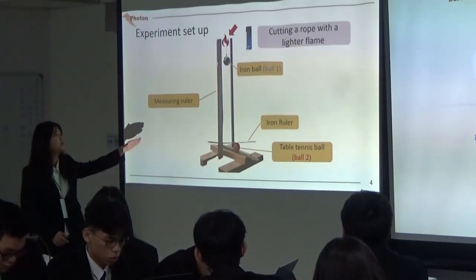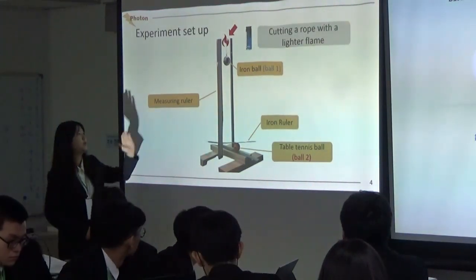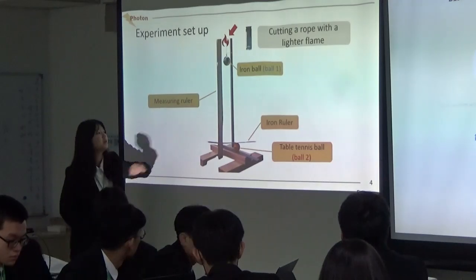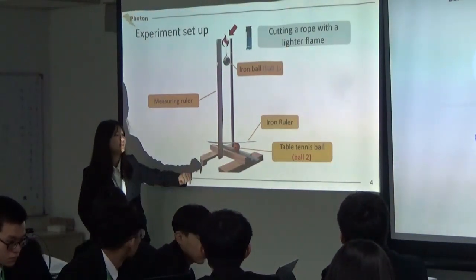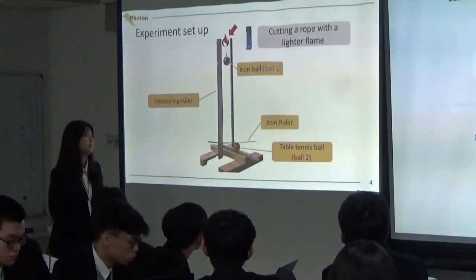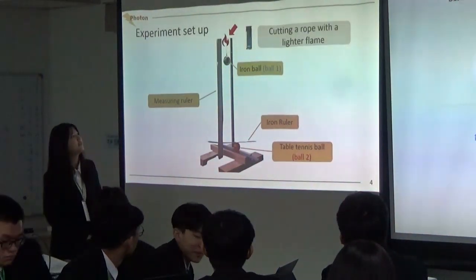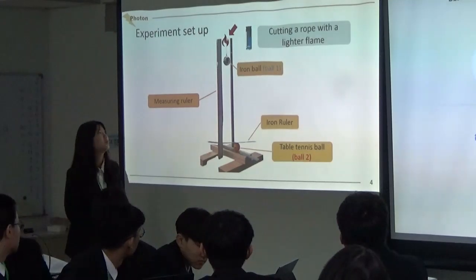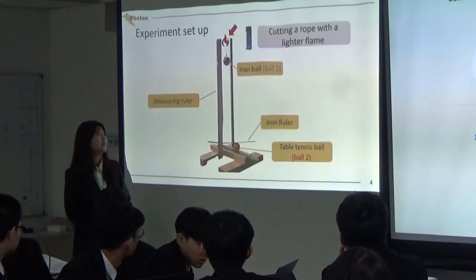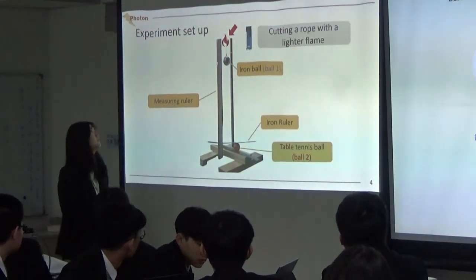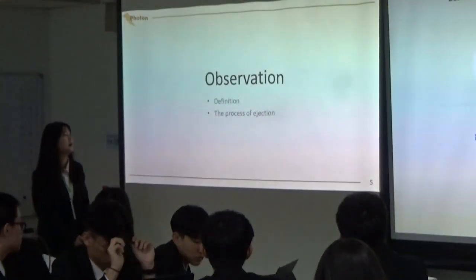We use the measuring ruler, and we use the iron ball, ball one, that will hit the surface of the ruler, and there's the iron ruler, and the table tennis ball will be our O2 that will be ejected from the ruler. And we use the lighter frame to coat the rod so we can fix the hitting force and hitting point. And there's our observation.